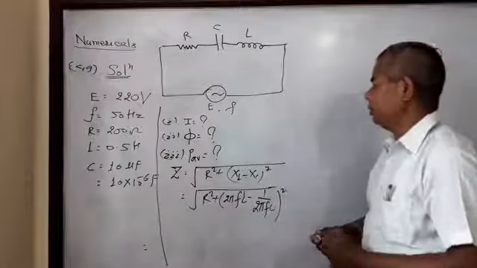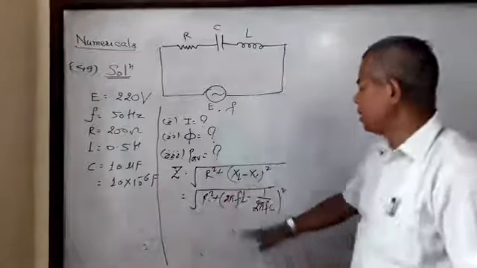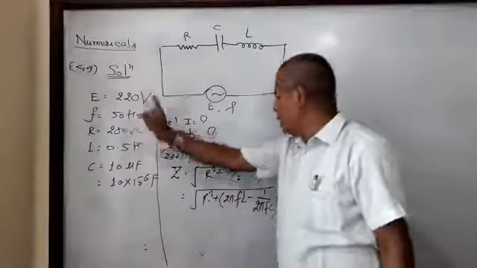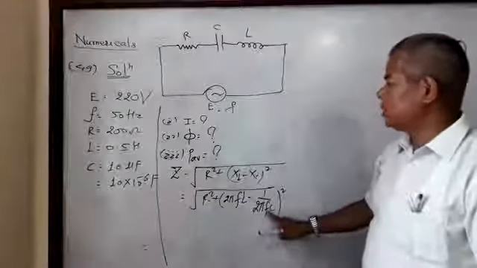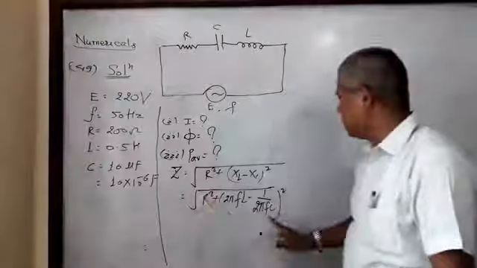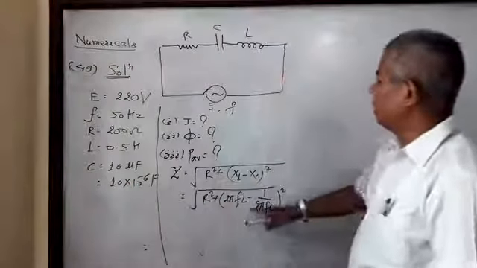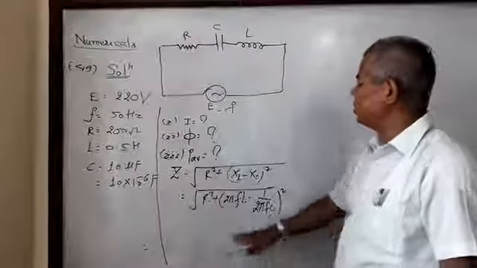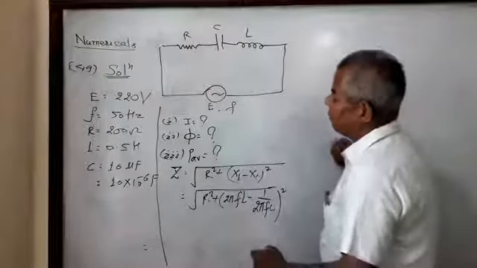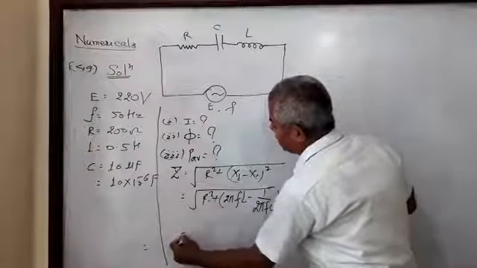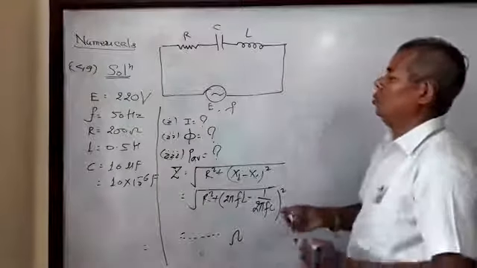Now in this equation the resistance has value 200 ohm, frequency 50 Hz, inductance 0.5 Henry, and capacitance 10 into 10 to the power minus 6 farad. Then all quantities are known to us in this equation. Substitute and find the value of the impedance, the total resistance of the circuit. The unit is ohm.